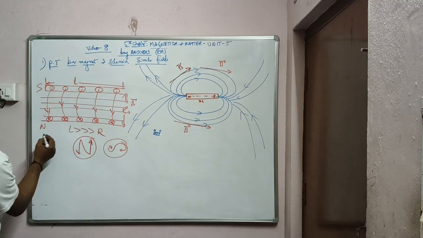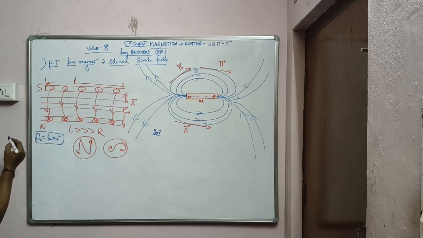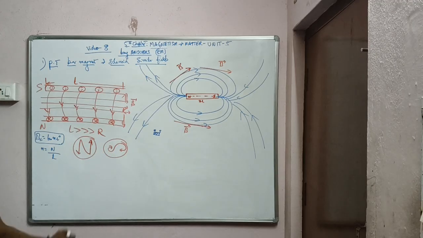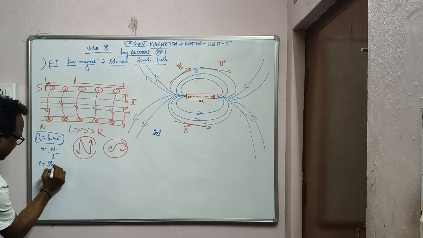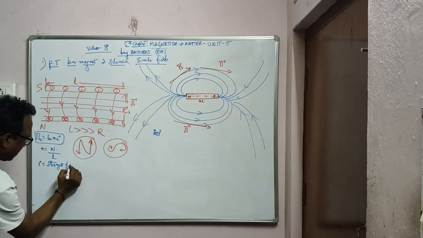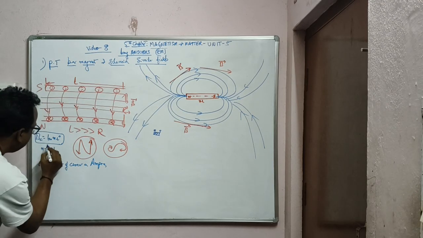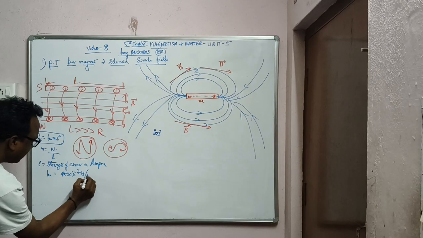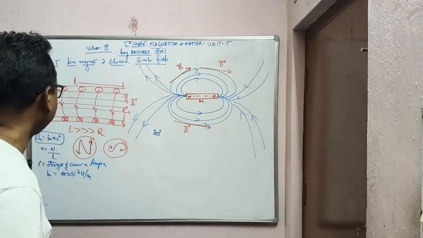And we have the magnetic field here for this one, B center, given by mu naught N i. This is the magnetic field at the center of the solenoid. Mu naught is the permeability of free space, 4 pi times 10 to the power minus 7 Henry per meter. N is the total number of turns per unit length, capital N by L, and I is the strength of current in amperes. B center is the magnetic field inside.